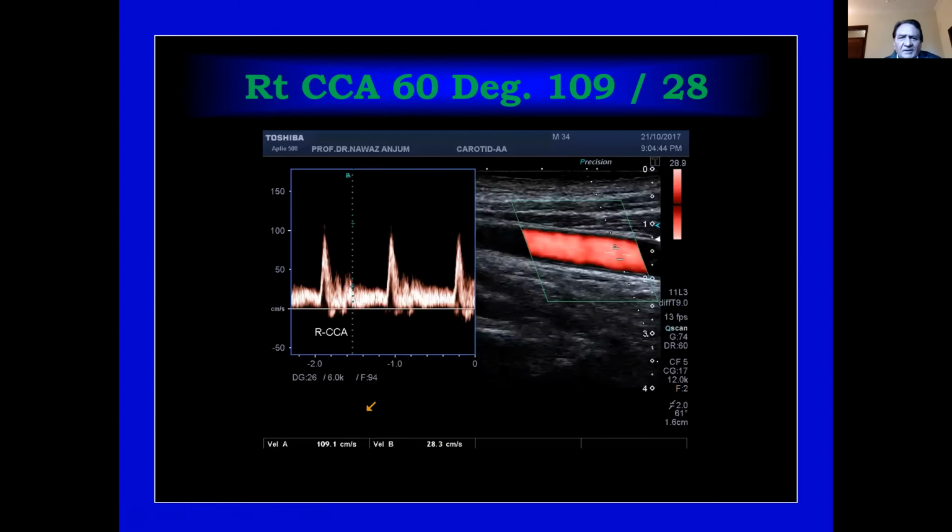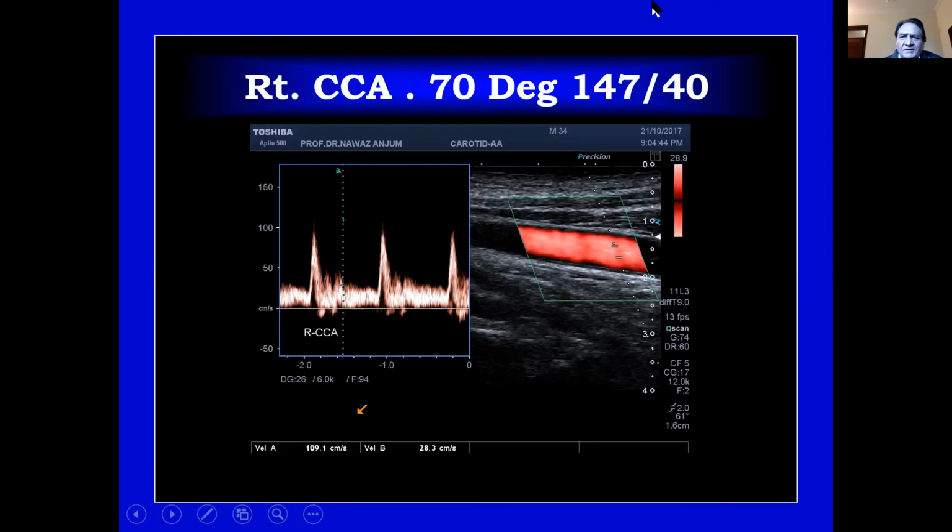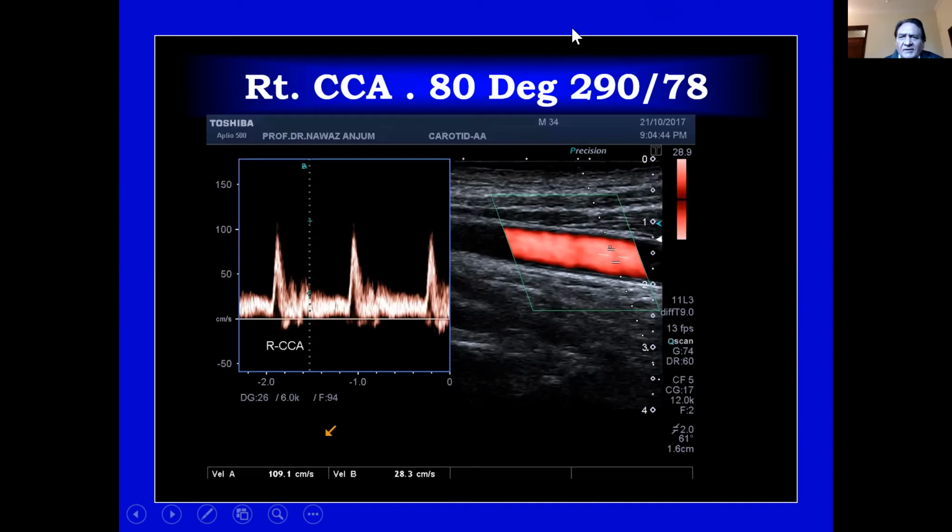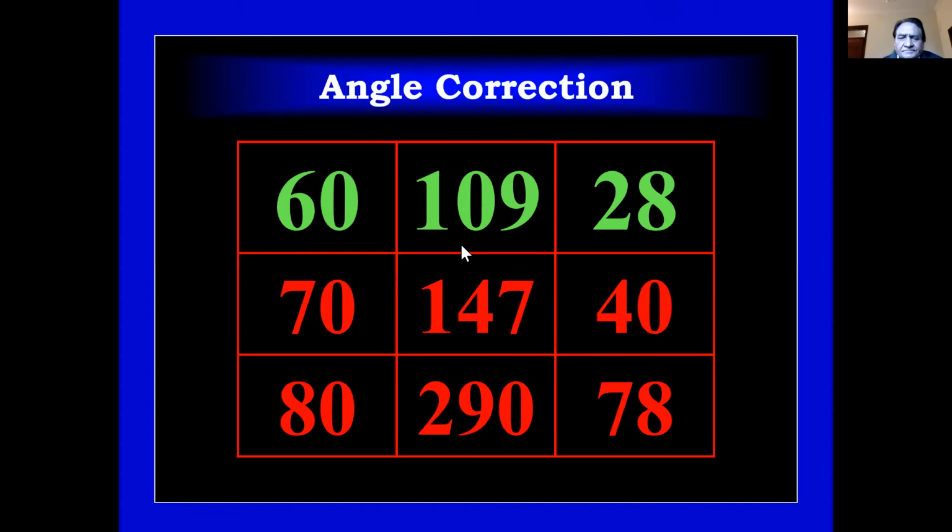As you can see from here, at 60 degrees, 109 and 28, systolic and diastolic. We increase the angle to 70: 147 and 40, same vessel. Then we go to 80 degrees: 290 and 78. And here we can see it's almost 3 times the velocity and there's a lot of error. So keep it at around 60, or 50, 45.